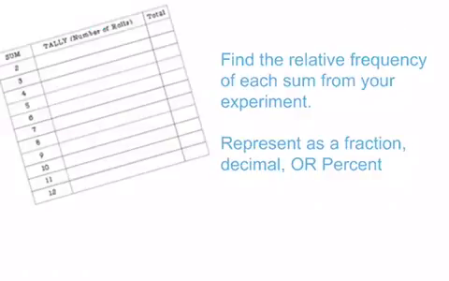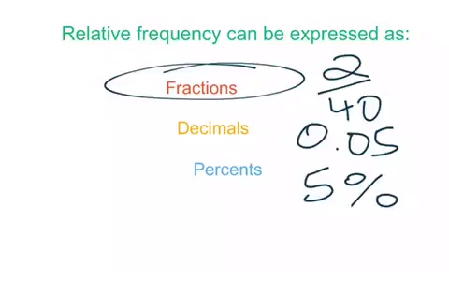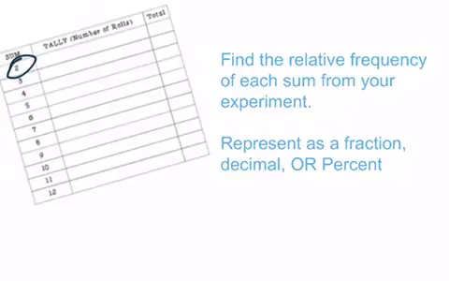Now it's your turn to find the relative frequency of each sum from your experiment. I want you to represent it as a fraction, a decimal, or a percent. You don't need to represent each one by all three, and you can change them up. So for example, if you want to represent the relative frequency of the 2 in decimal form, great. Of your 3 in a fraction, as your 4 as a percent, whatever you like.